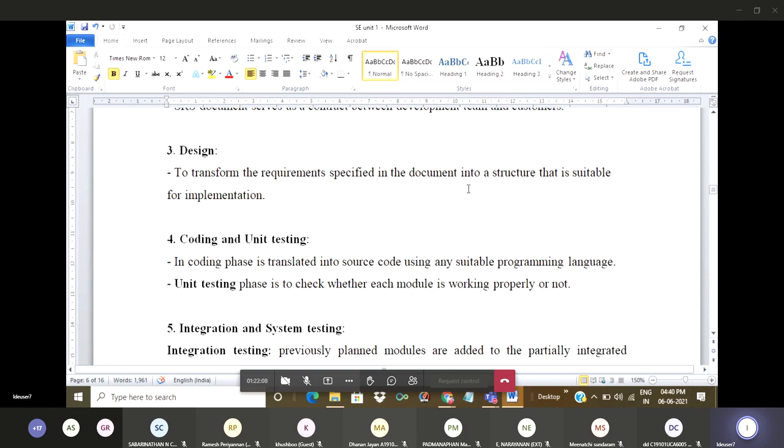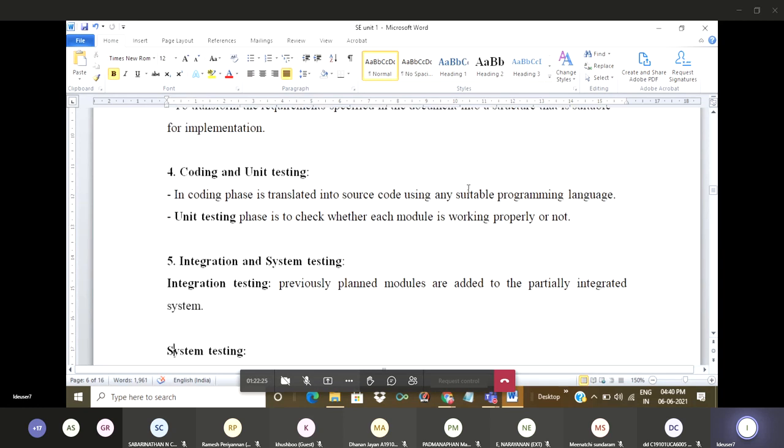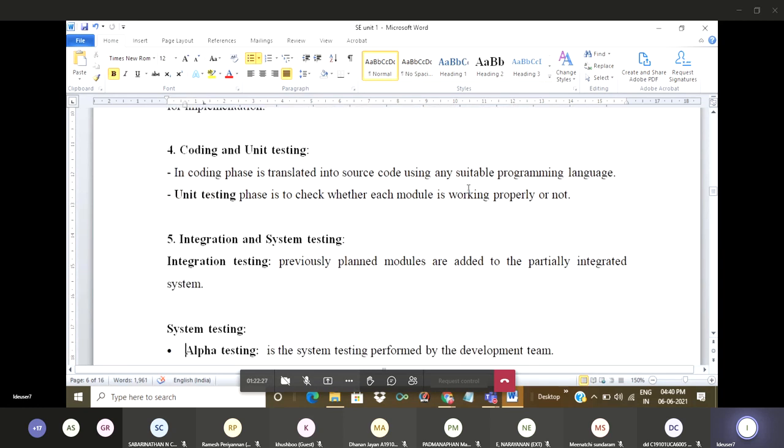So first we have to check the login module. Unit testing plays an important role to check whether each module is working properly or not. So we have to use unit testing for this reason. Next is integration and system testing. So you know the difference between unit testing and integration testing.